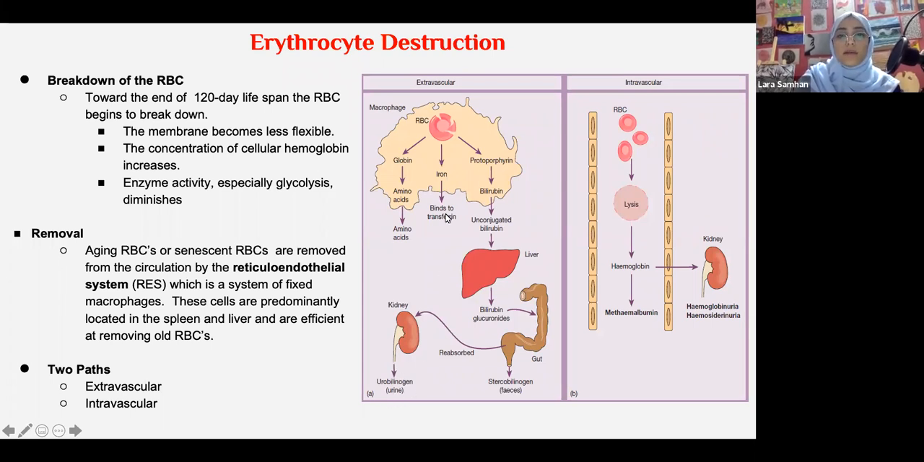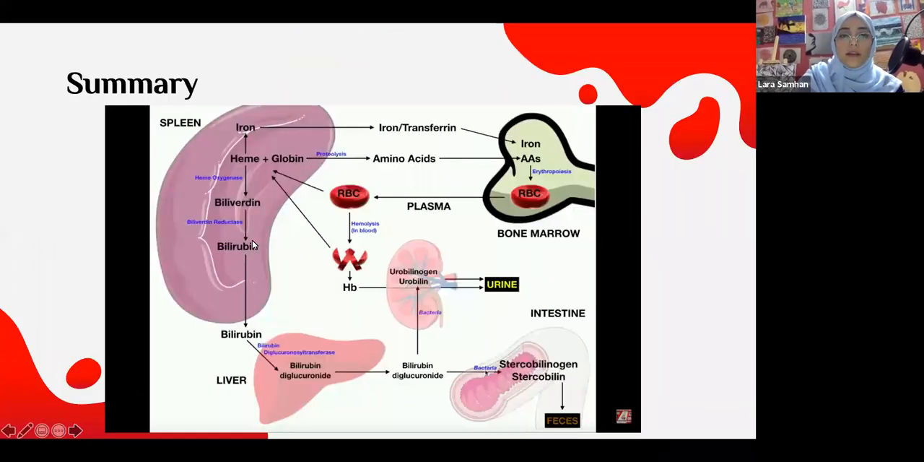So basically, this is how the RBC gets recycled, either intravascular or extravascular. And then a new RBC is going to be formed from the bone marrow in the bones. Now, let's have a summary of the whole lecture. As we know, this lecture talks about the metabolism of RBC.